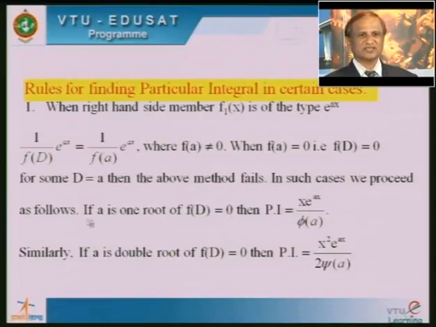In such a situation, we can use this formula: x into e raised to ax divided by the derivative function of f at a, which is not equal to 0, in the case of f of D equal to 0. Or otherwise, we can use this formula: x square into e raised to ax divided by 2 times some other function. It means when a is a double root of f of D equal to 0, in that case we go for this formula. Is it clear? Right? Once again we shall discuss the particular integral in the next session. Thank you very much.